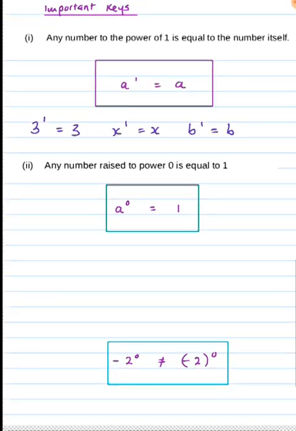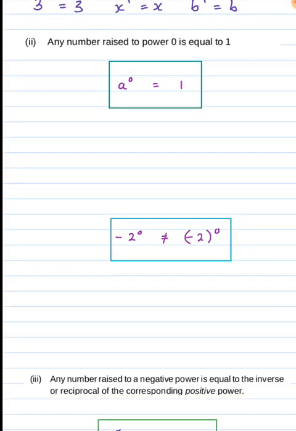So that's the first important key. Then the second one is that any number raised to the power of 0 is equal to 1. So let's say we have b raised to the power 0, it's going to be equal to 1. Let's say we have 10 raised to the power 0, it is going to be equal to 1. Let's say we have 545 to the power of 0, it is going to be equal to 1. Or c to the power of 0, it's going to be 1. So anything raised to the power of 0 is going to be equal to 1.